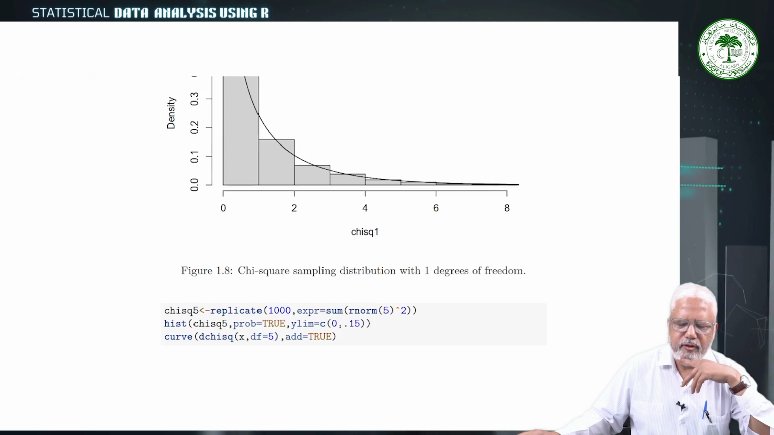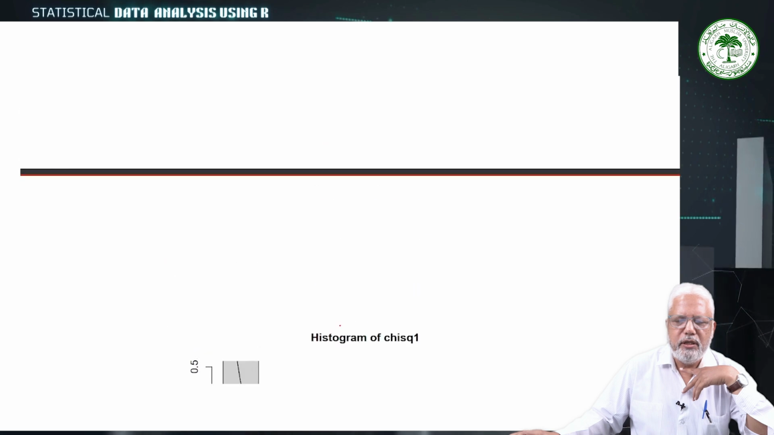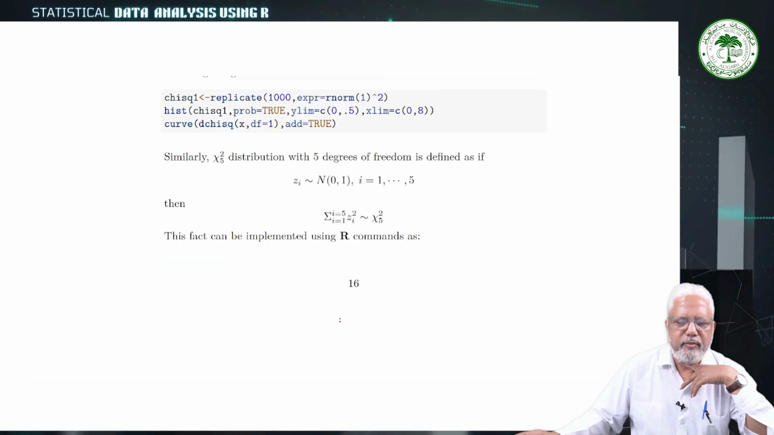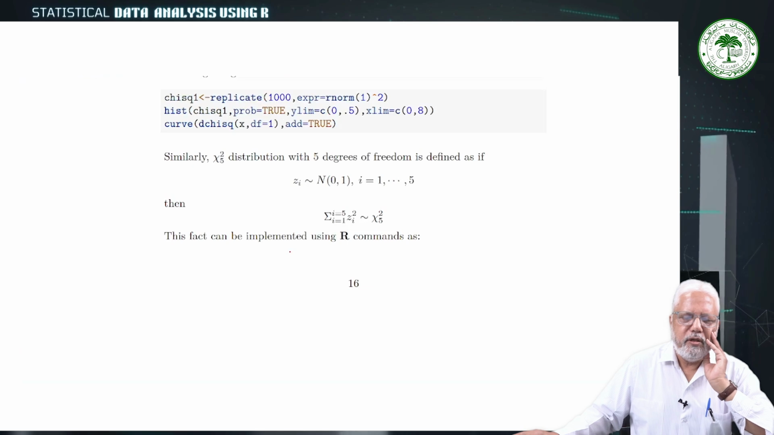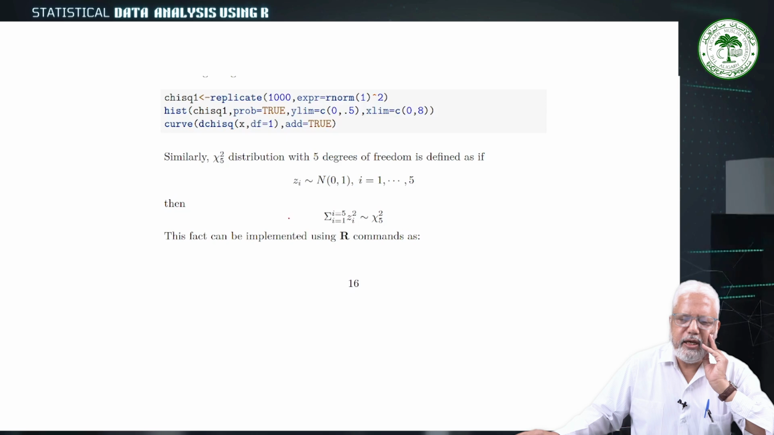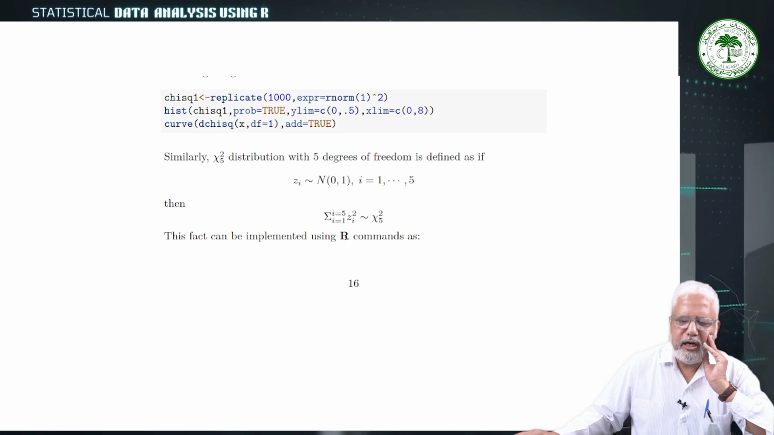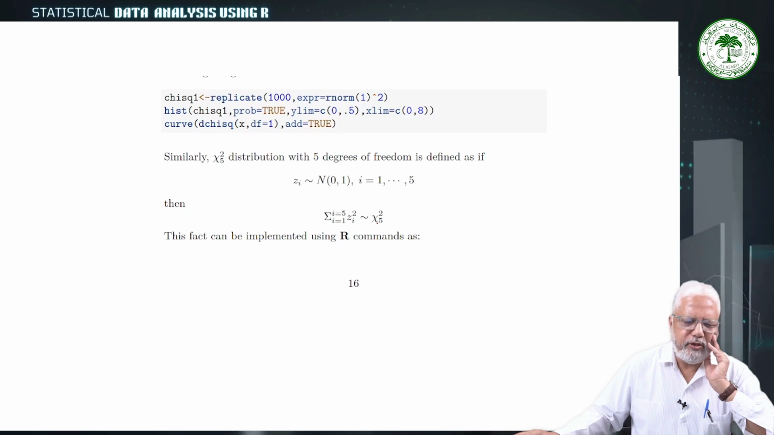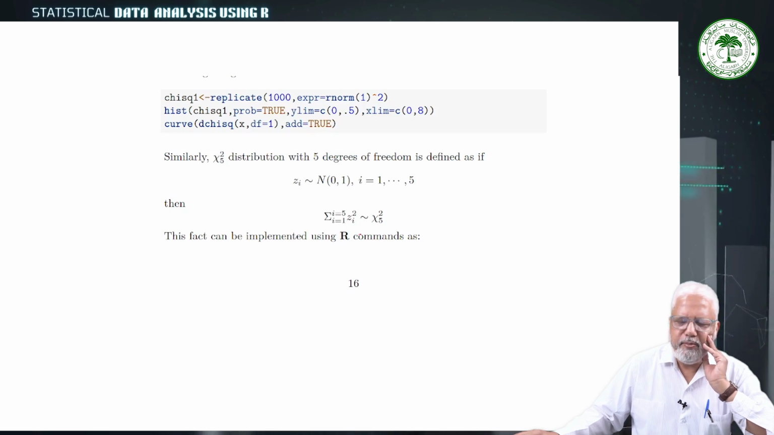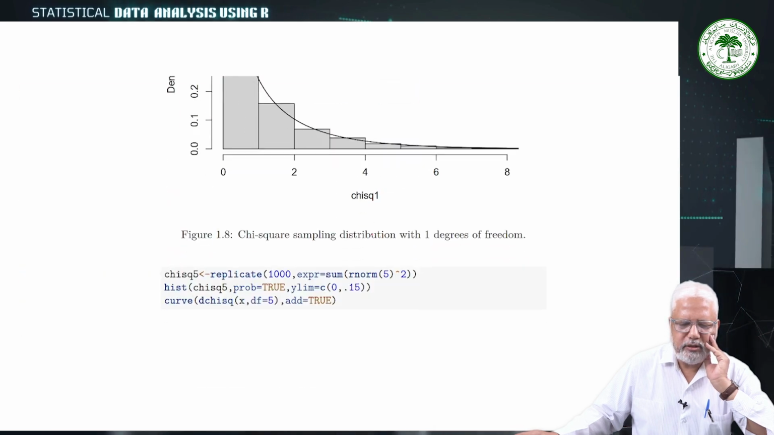It is a well-known result that chi-square with 5 degrees of freedom is defined as follows: if zi follows normal 0, 1, for i equal to 1 to 5, then the summation of zi square, i running from 1 to 5, follows chi-square with 5 degrees of freedom. This fact can be implemented using R commands, and these are the commands.